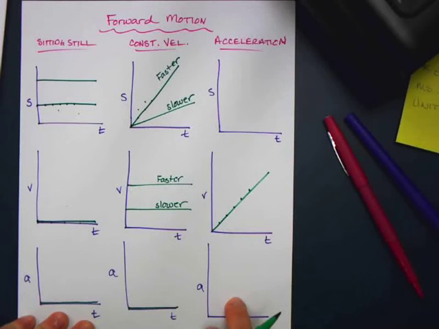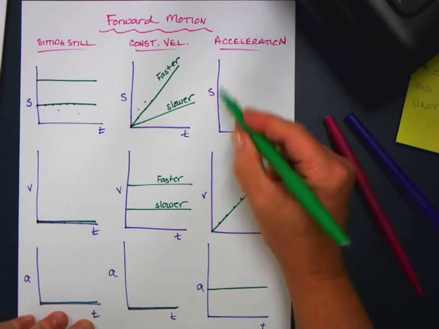If it's accelerating at a constant rate, what will the acceleration graph look like? Horizontal, right? Straight horizontal line.